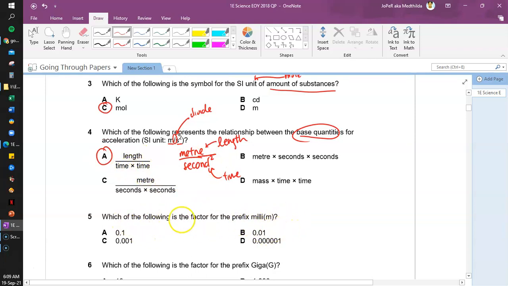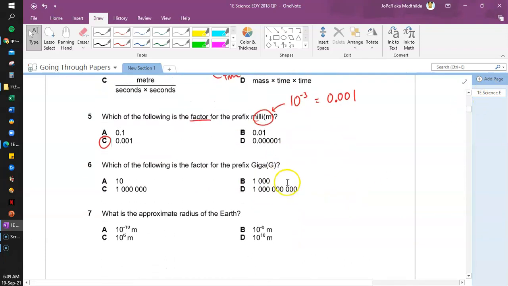Next, which of the following is a factor for the prefix milli? So milli is 10 to the power minus 3. So what is this equals to? When you see the word minus, you know that there must be a decimal. The 3 over here tells you that you must see 3 zeros. So 1, 2, 3, and the 1. The point is over here. So 3 zeros and then a 1 over here. So this is the prefix for milli. Answer is C.